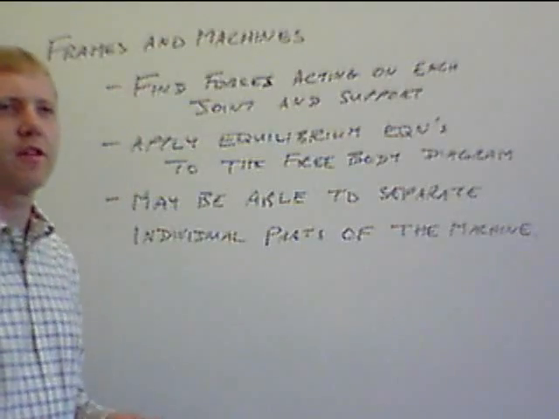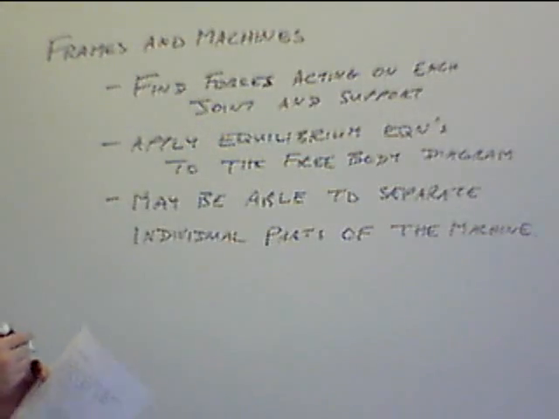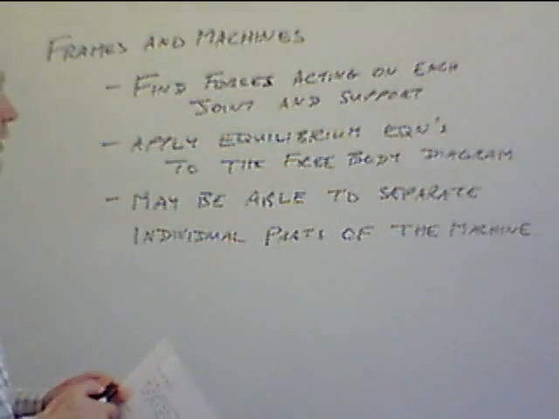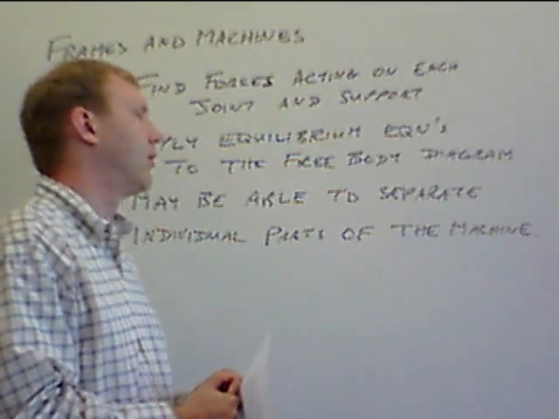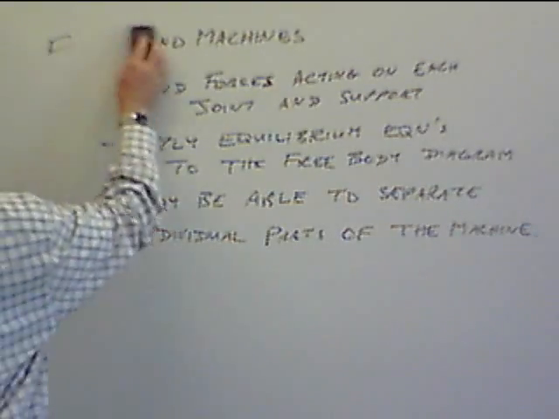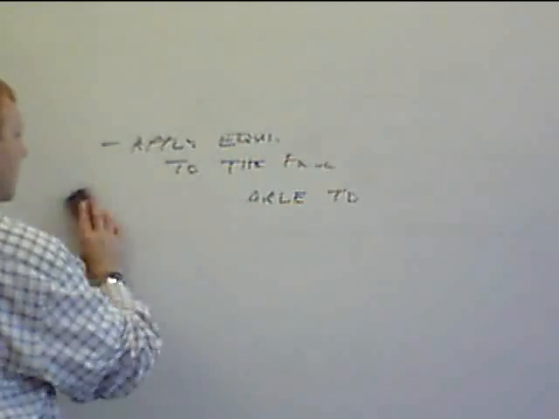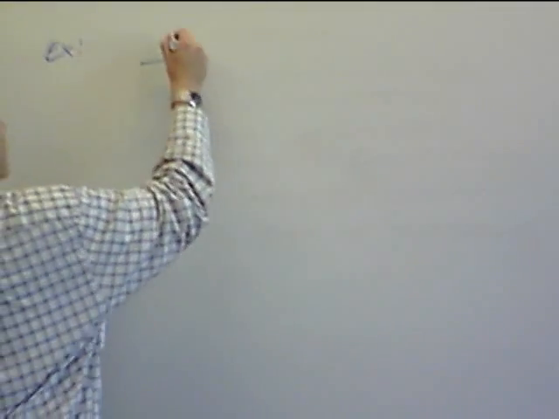This kind of ties together a lot of the stuff we did in chapters 4 and 5 in terms of finding support forces and breaking our systems down into smaller pieces. So we'll go through a couple of examples here. Start with a rather classic simple machine, a pulley, or a pulley system in this case.